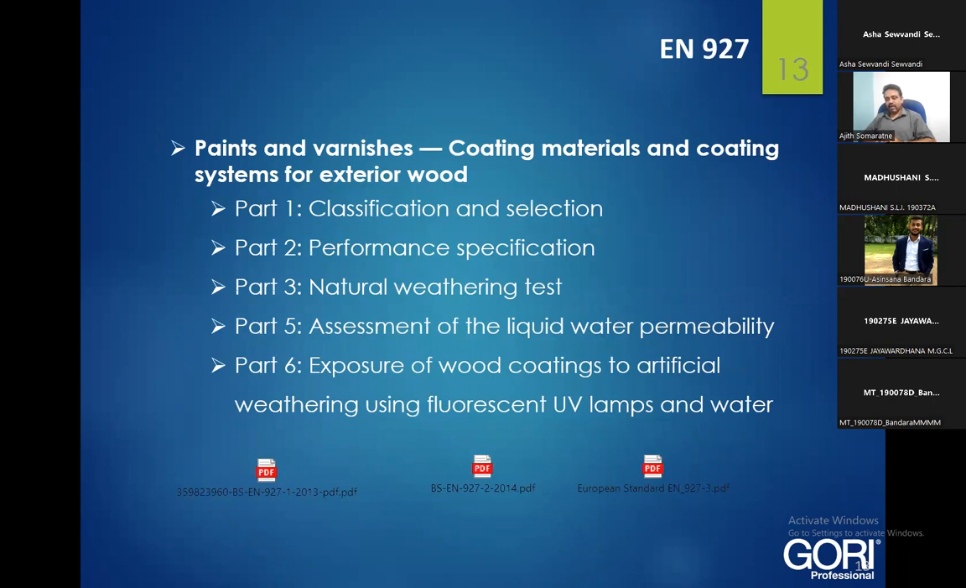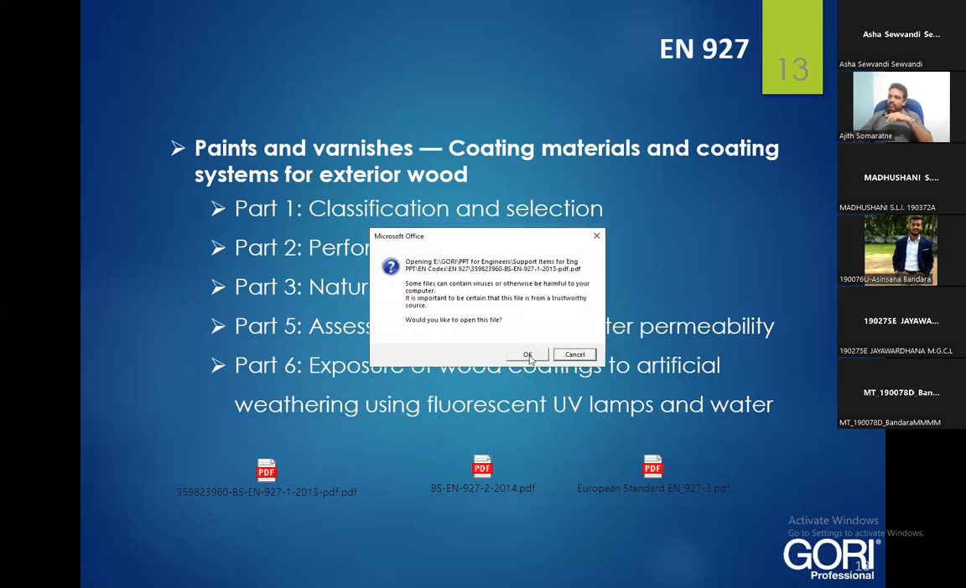Do you have any questions or anything to clarify further on this? Right. If not, we will move on to EN927. This is the most important and most relevant EN code when it comes to exterior wood. Right. I'll show you the code first.